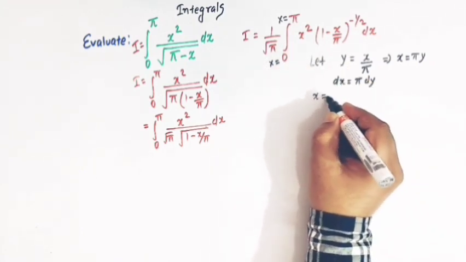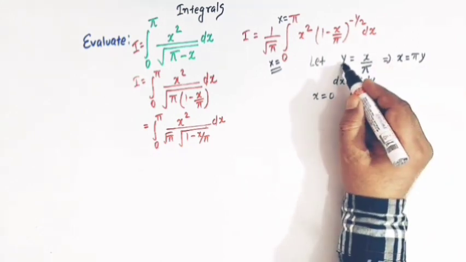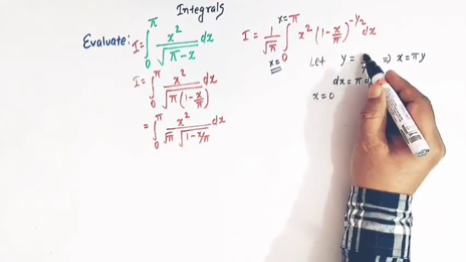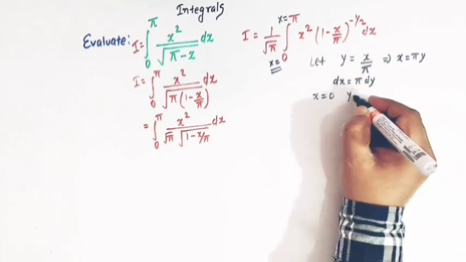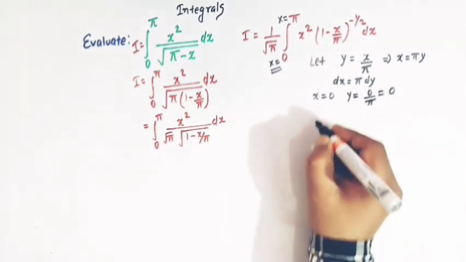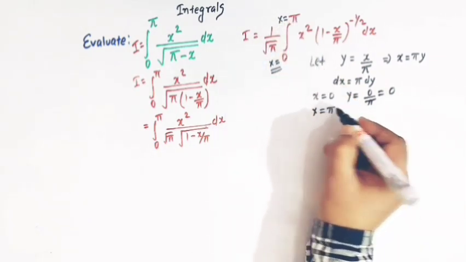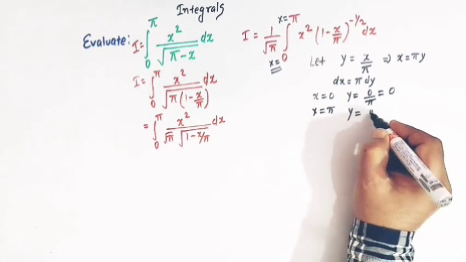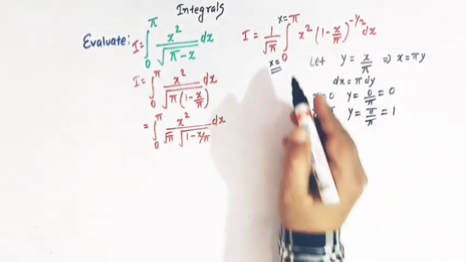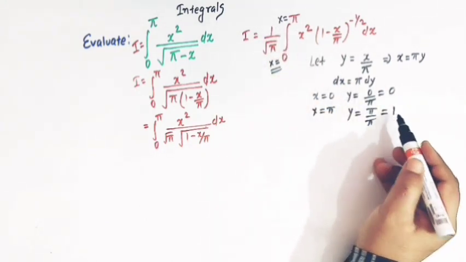So when x is equal to 0, then the value of y can be obtained by taking x is equal to 0 in this relation. So we have y is equal to 0 over pi, that is equal to 0. And when x is equal to pi, then we have y is equal to pi over pi, that is equal to 1, right? So when x goes from 0 to pi, y goes from 0 to 1.